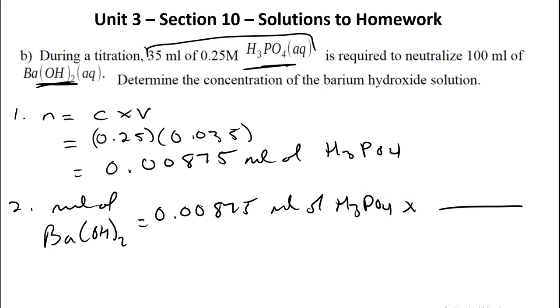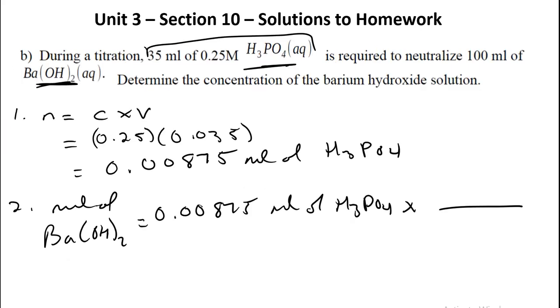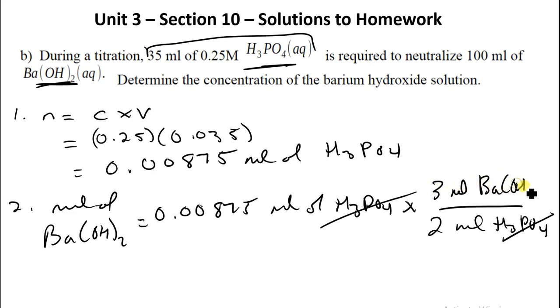Our balanced equation that we had on a previous slide had a 3 in front of the barium and a 2 in front of the acid. So a 3 and a 2 is what we're going to need here. So I think we had 2 moles of H3PO4 on the bottom, cancel, cancel, and 3 moles of barium hydroxide up top. So multiply by 3, divide by 2, and we should get 0.013 and a few other numbers there.